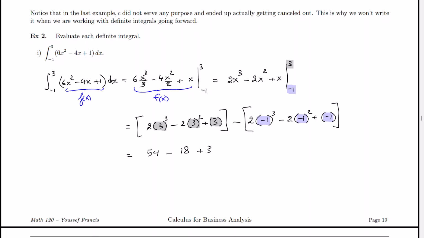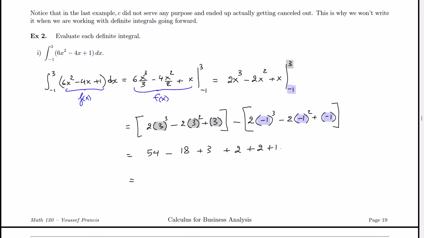-1 cubed is -1, multiplied by 2 is going to be -2, but there's a negative in front of the whole thing, so that's going to make it +2 ultimately. -1 squared is going to be 1. 1 times -2 is going to be -2. But with the extra negative sign in front is going to make it back into +2. And finally, there's a -1 at the end, but it's also being negated. And so we get a +1 over here.